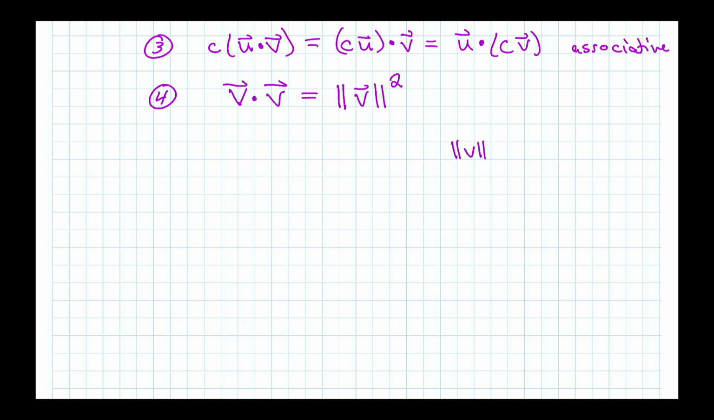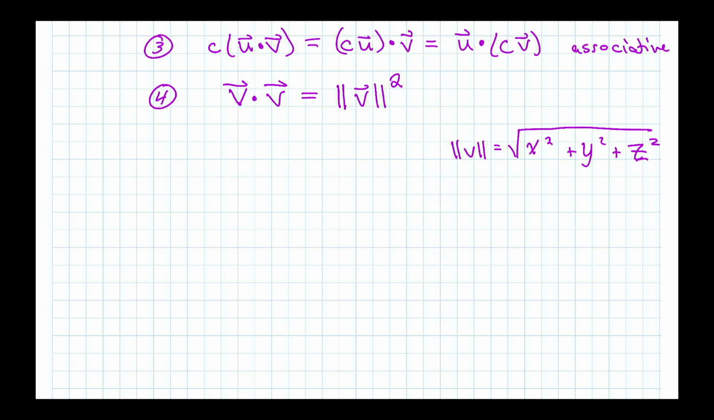Because remember that the magnitude of v by definition was x1 squared plus x2 squared plus x3 squared, or no, we called them x, y, and z. Sorry, didn't know what letters I wanted to use there. We know that the magnitude of a vector was the x component squared plus the y component squared plus the z component squared, right?